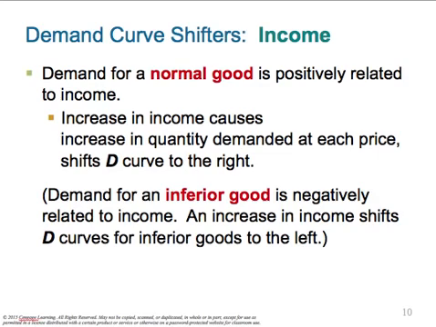Classic examples: top ramen noodles. I'm pretty sure that most college students on a budget are familiar with what a ramen noodle package is. Very inexpensive meal that you can throw together. And generally speaking, as people get more resources, they get more income, they eat less top ramen noodle. Normal goods, most goods are normal goods. Think electronics, think steak dinners, that type of thing. As you get more income, you generally consume more normal goods.